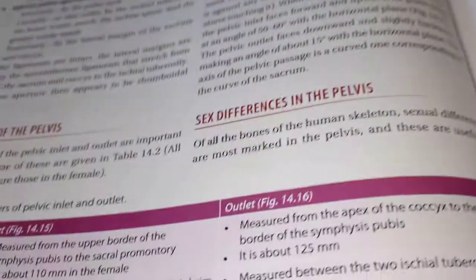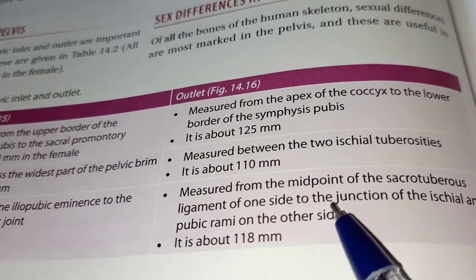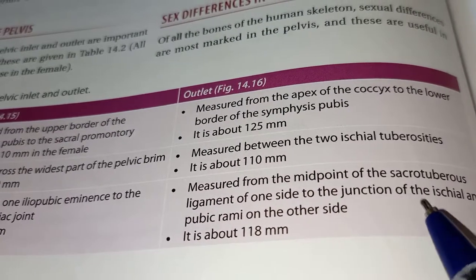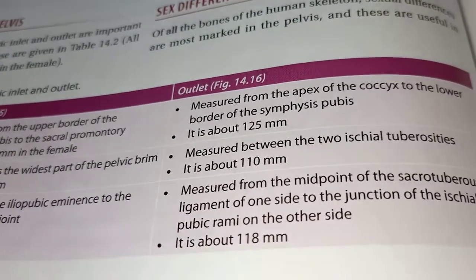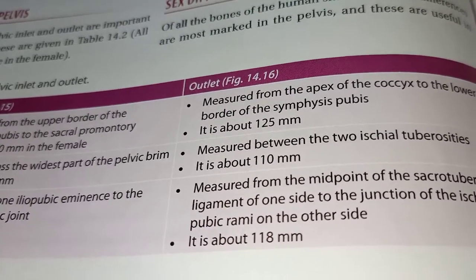Okay, and the last is the oblique diameter. It is measured from the midpoint of the sacrotuberous ligament of one side to the junction of the ischial and pubic rami on the other side. So that is around 118 mm.